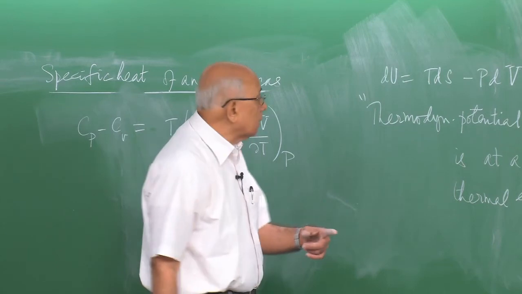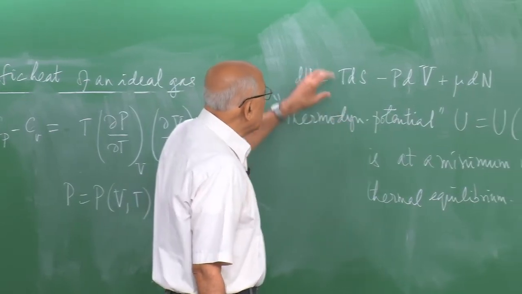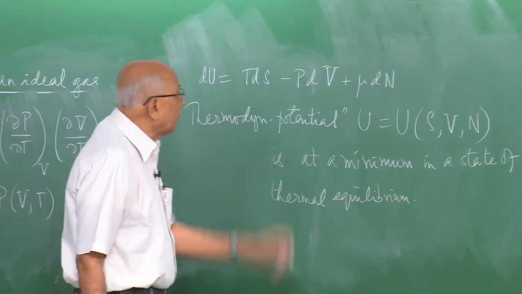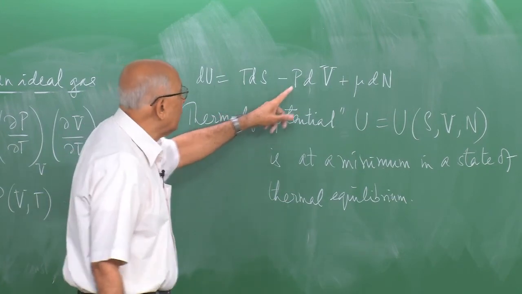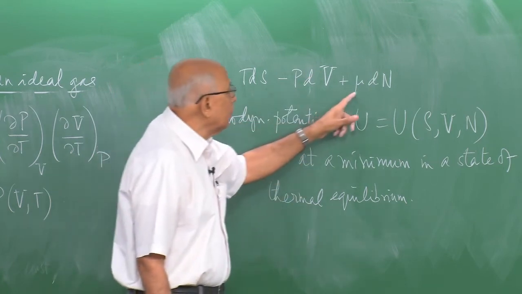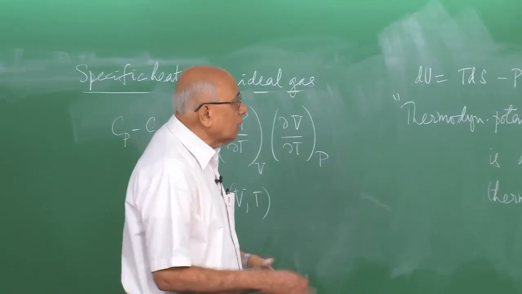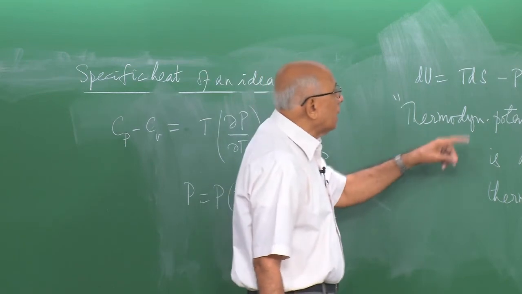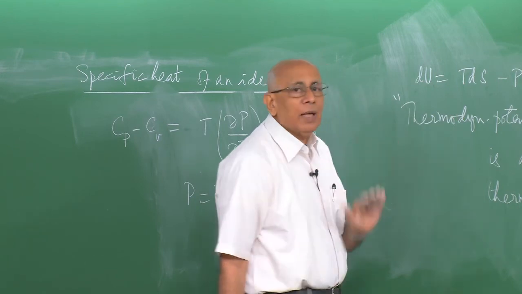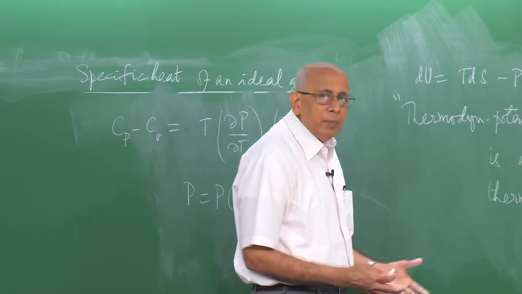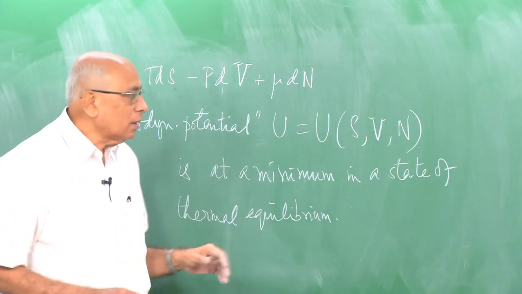So look at the structure of this. It says this perfect differential is a sum of products of differentials. There is T times dS, P times dV, mu times dN. These two, T and S, are thermodynamically conjugate variables, P and V are thermodynamically conjugate variables, mu and N are thermodynamically conjugate variables. So the question arises, suppose this choice of variables is not what I want, I do not know how to control the entropy, maybe I would like to control the temperature. Can I find a new thermodynamic potential which is at a minimum in a state of thermal equilibrium at a given value of T, V and N rather than S, V and N?